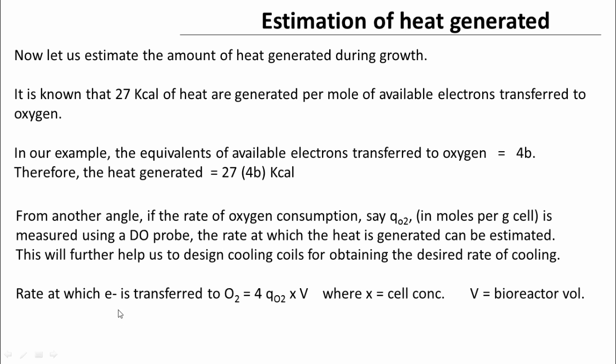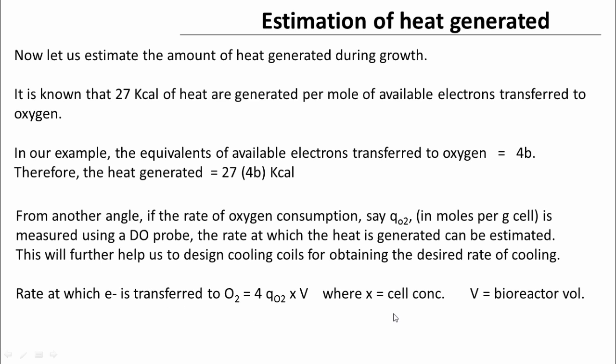So the rate at which electron is transferred to oxygen is 4 times QO2 x into V. Each oxygen corresponds to 4 electrons. This is the oxygen uptake rate in moles per gram cell. We need to multiply it by the cell concentration to get it in appropriate units, and then multiply it by the bioreactor volume to get it in the units that we need. So this is the rate at which electrons are transferred to oxygen, number of electrons per unit time.